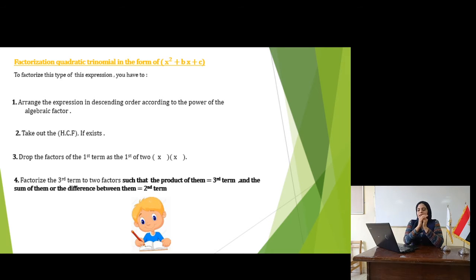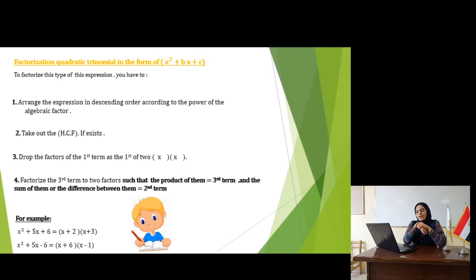For example, if we have x power 2 plus 5x plus 6, we will factorize x power 2 into x and x. And we will factorize the third term, which is 6, into two factors. The product of them equals 6 and the sum equals 5. So we have 2 and 3. Pay attention here. You have also 6 by 1. 6 by 1 equals 6. But 6 plus 1 does not equal 5. So the two factors are 2 and 3.